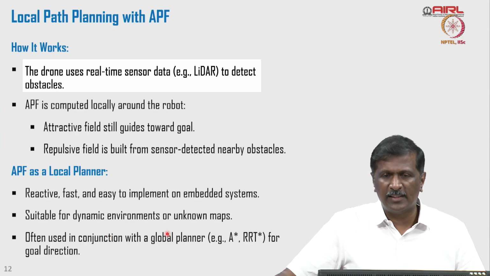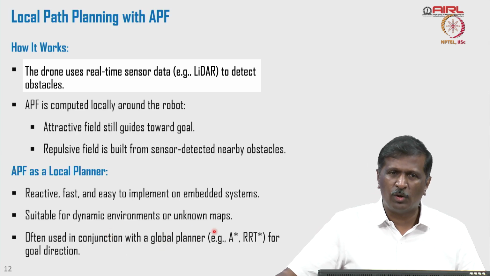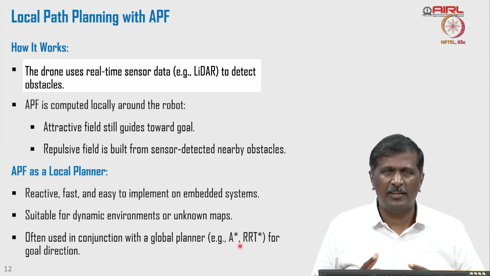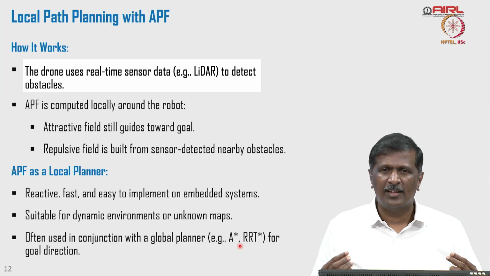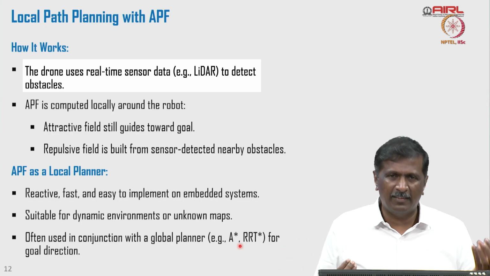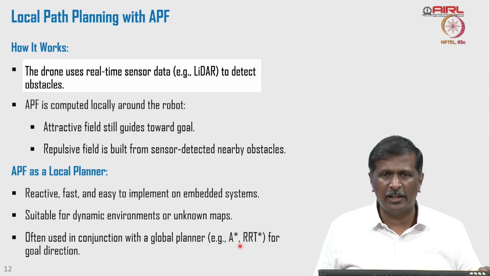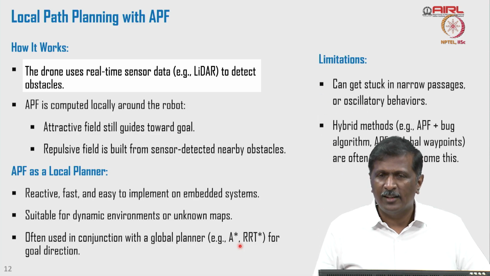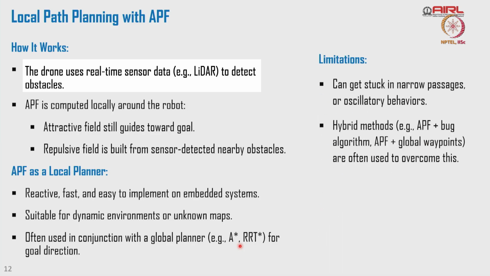We often use this with a global path planner for a goal direction. So we have the terrain, we can use the global path planning and we follow the path. Whenever we sense an obstacle, at that particular point of time, we generate this local path using APF. Right? What's the limitation again? It may get stuck in narrow passages or it will show some oscillatory behavior. Basically, when you have a cluttered environment, you will have a problem.